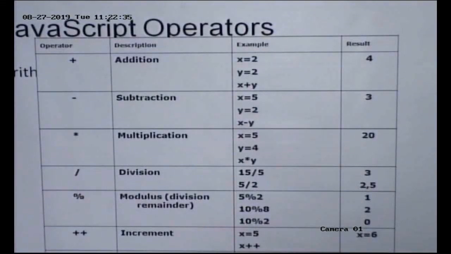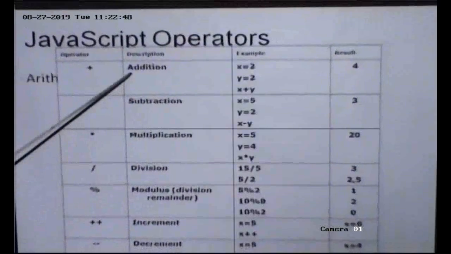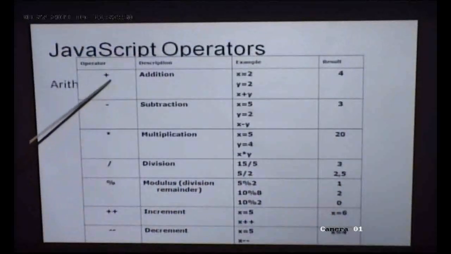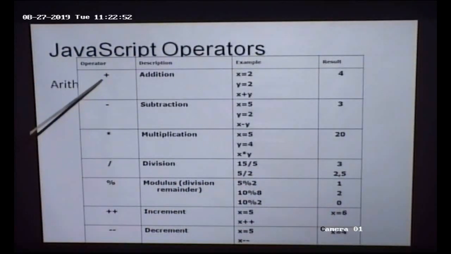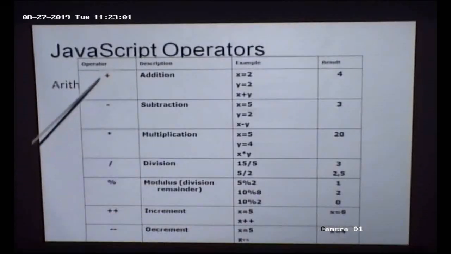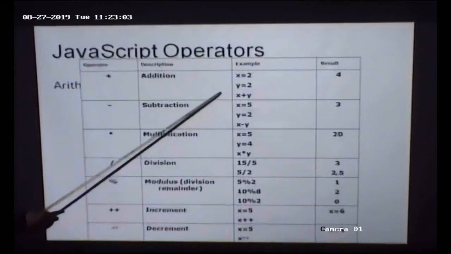Let's see operators. What are the various operators available to perform an operation inside the JavaScript? So the basic thing is arithmetic operations. See here, these all operators are arithmetic operators. Say for example, plus denotes the addition operator, minus indicates subtraction, multiplication, division, modulo, increment and decrement operators. These combinations of operators are used for arithmetic.